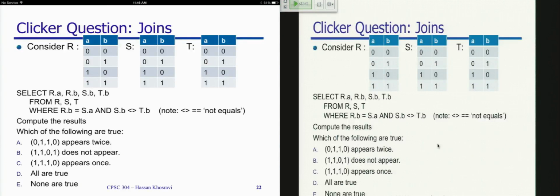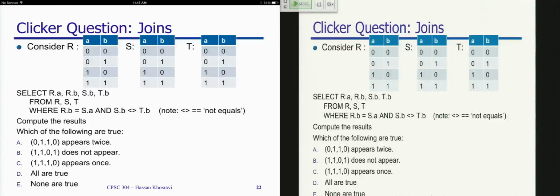Let's look at what we want returned, right? So what's being returned is R.A, R.B. So the first 2 values are coming from R. Then what we have is S.B, so the second column from S. And then T.B, the second column from T. Okay, so this is what's being returned as part of the relation.